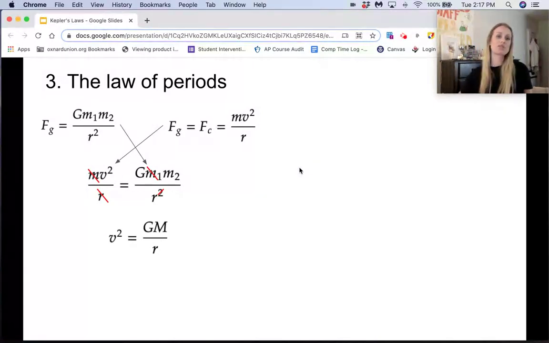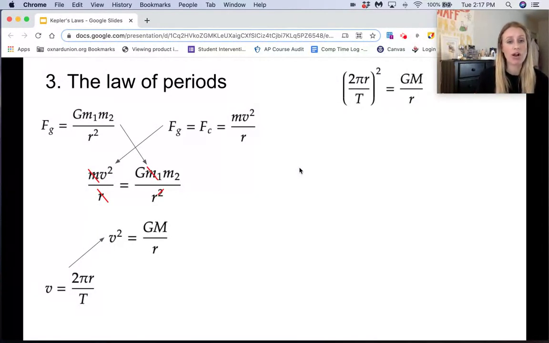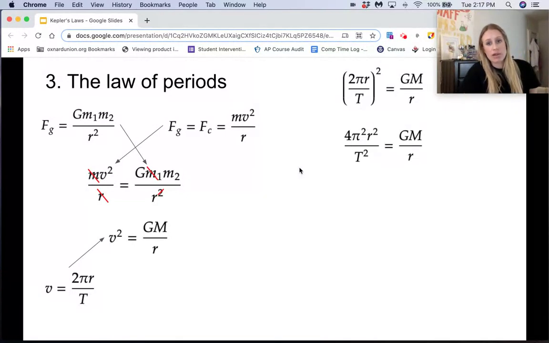And then we also know that since we're talking about circular motion, we can use v is equal to 2 pi r over period for our velocity, because we have a circle, right? The distance that it's traveling is the circumference of the circle over the time for one complete revolution, which is the period. So we get circumference over period, which is 2 pi r over period. And then we're going to square that because v squared equals GM over r. So squaring that whole thing, we get 4 pi squared r squared over period squared equals G times the mass of the sun divided by r.